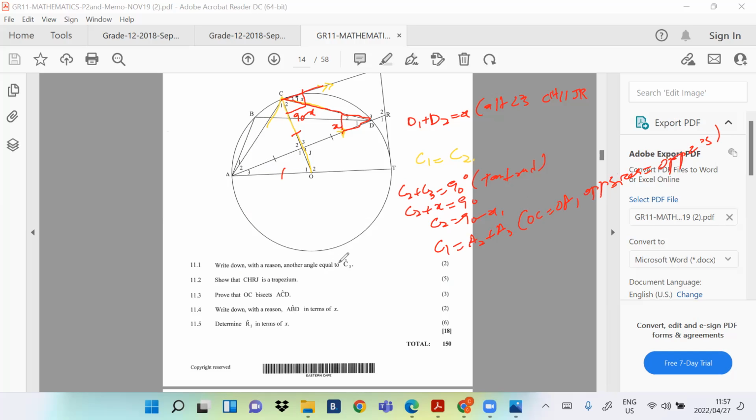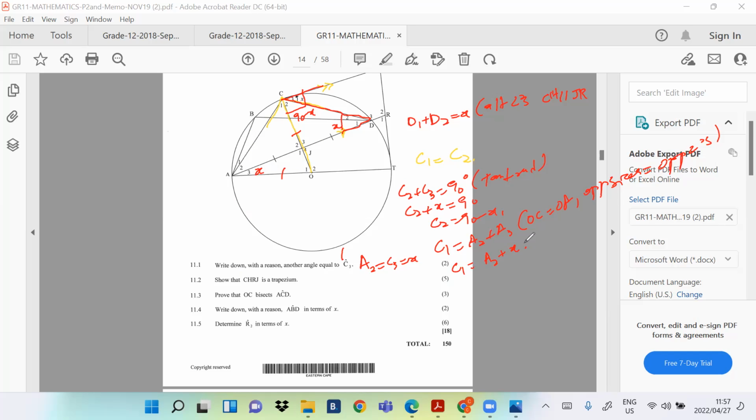Which angle was C3 again? It was A2, wasn't it? Which is X. So this is X, okay? So that means C1 is A2 plus X, okay? Then now, let's see.